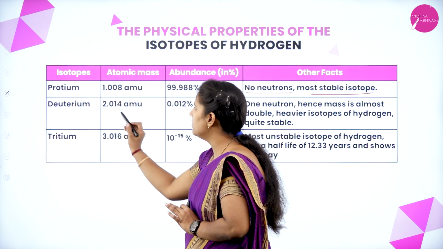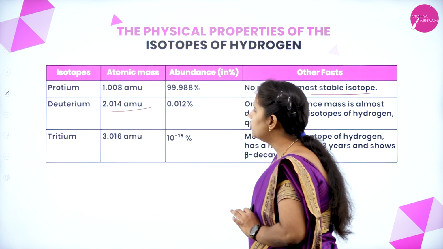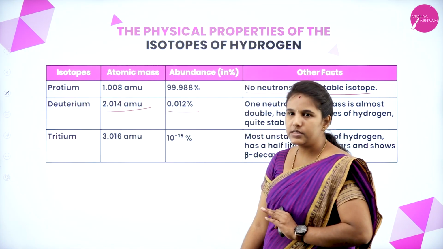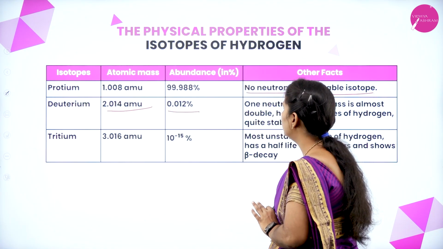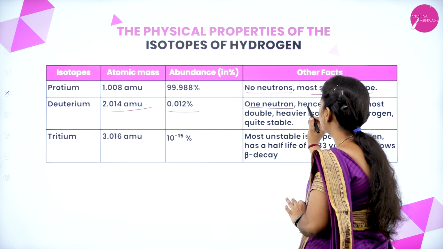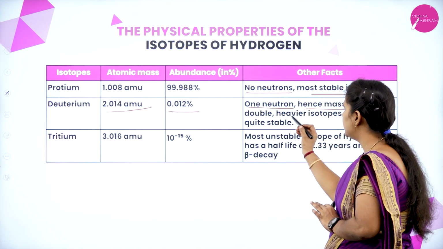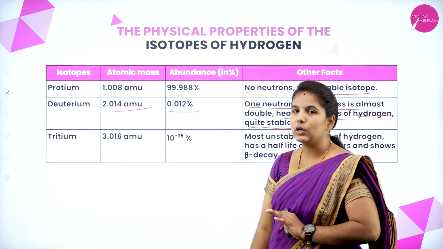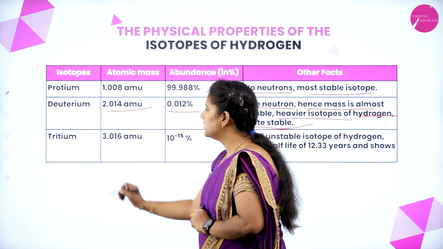Next is deuterium. Atomic mass will be 2.014 AMU and abundance will be 0.012%, and it has 1 neutron, hence the mass is almost double. It is a heavier isotope of hydrogen and is also quite stable. Next is tritium.